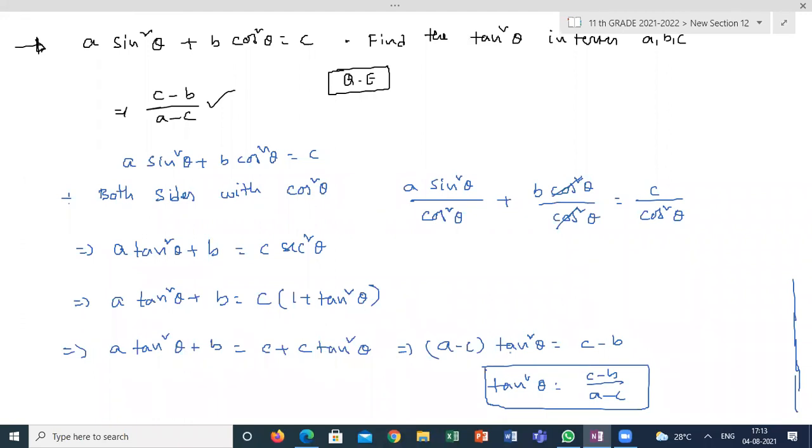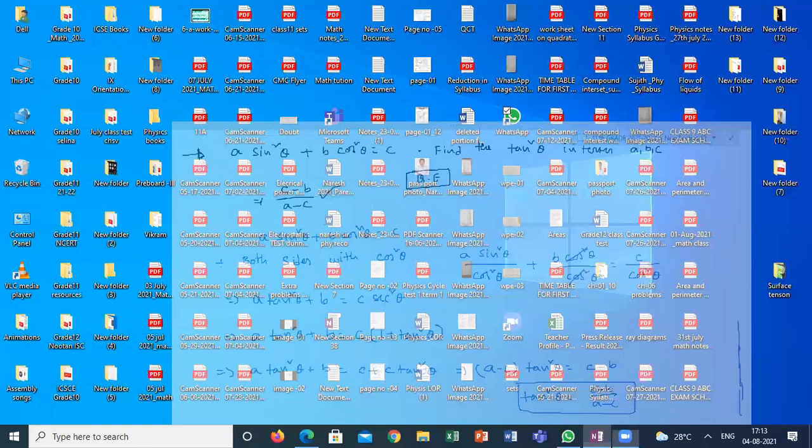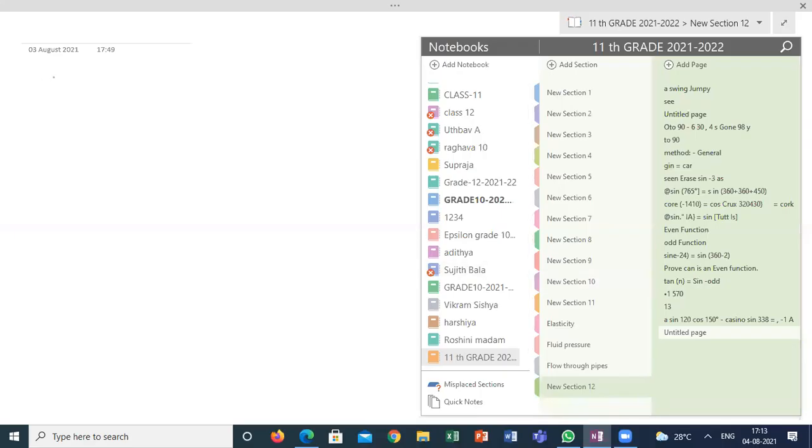Shall I move to the next topic? There are 4 topics left in this chapter. All are huge topics. There is no limit. You can explore and you can bring the questions from anywhere. First one is compound angles. Then multiple and submultiple angles.